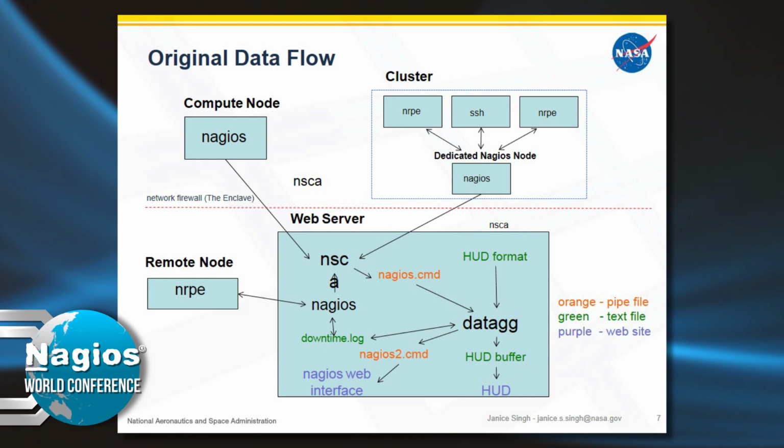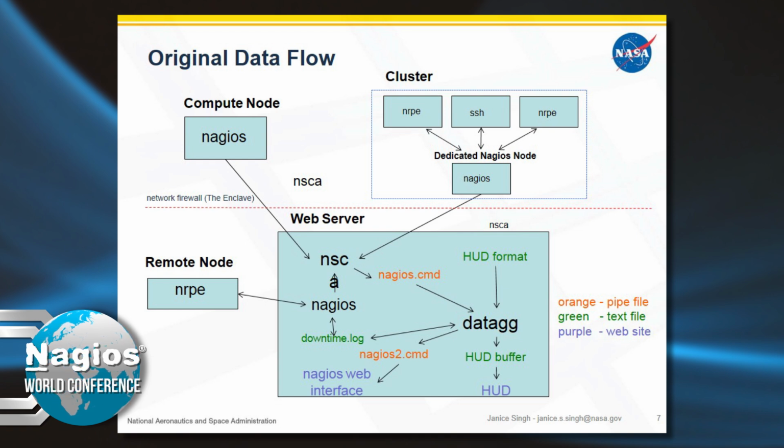So we have something that we created in-house called DATAG, and it stands for Data Aggregator. It actually gets its information from the pipe file that NSCA uses, and then it sort of just bypasses the whole Nagios one, and then it writes to it. So it's a very strange configuration.